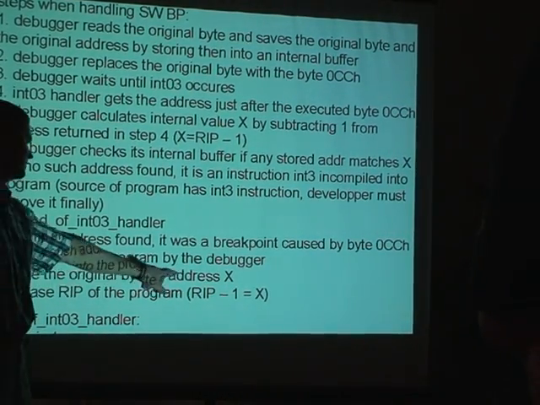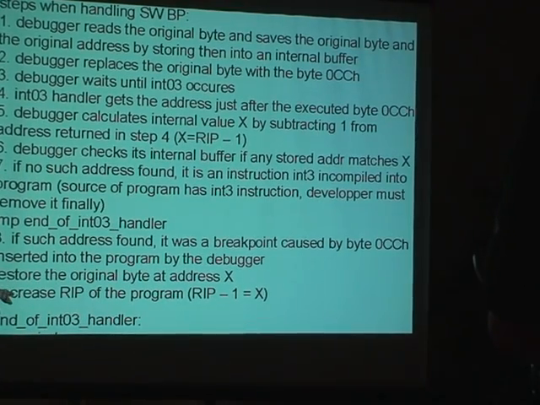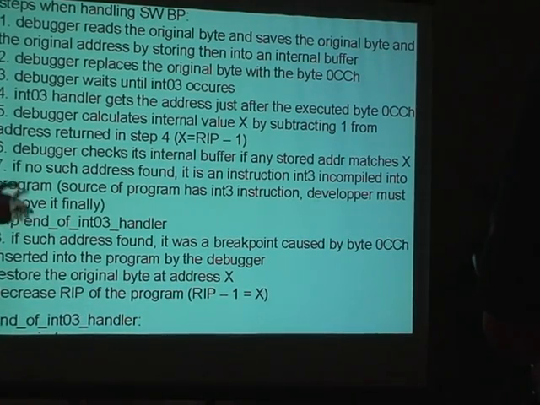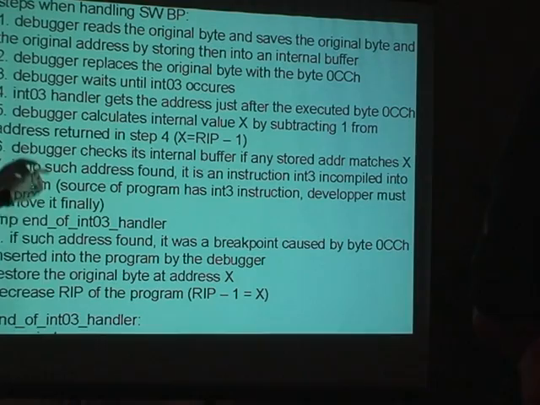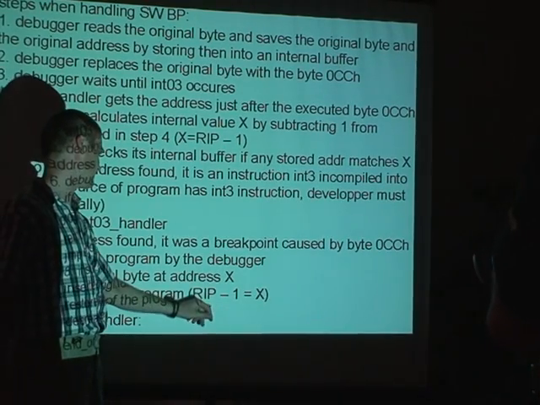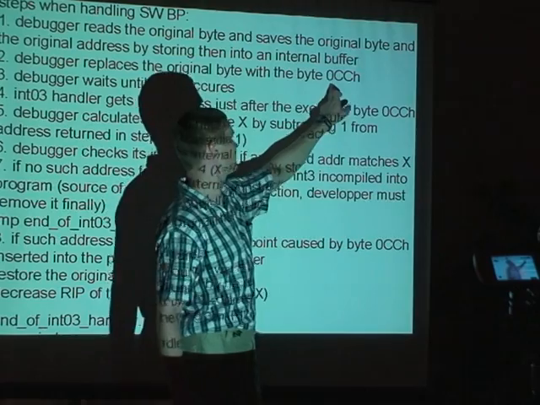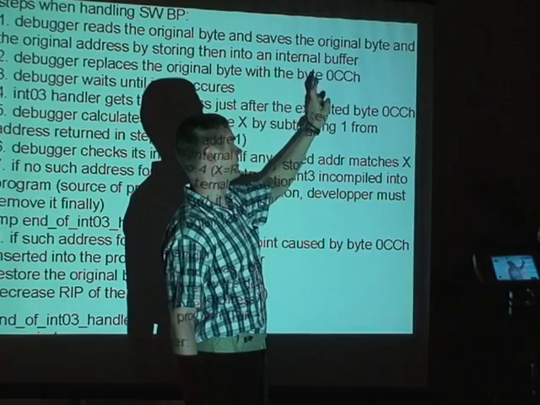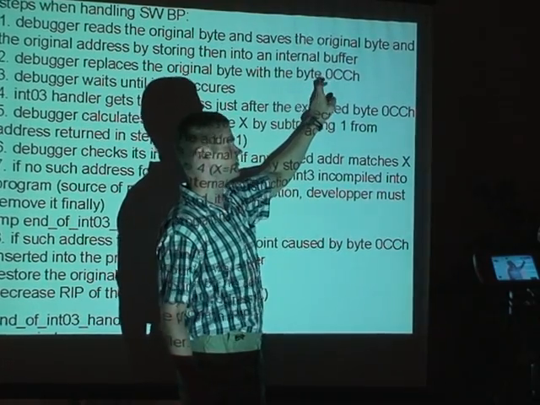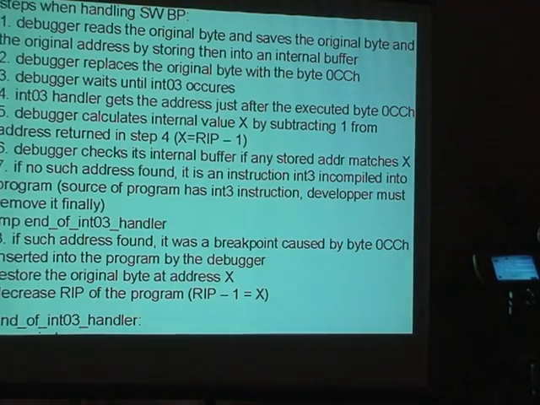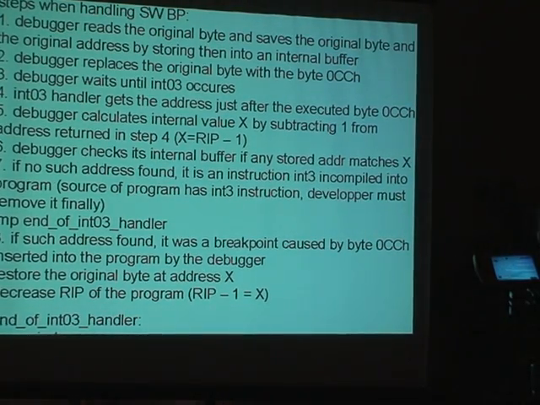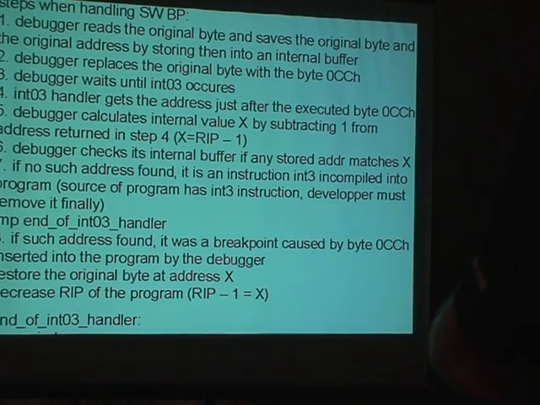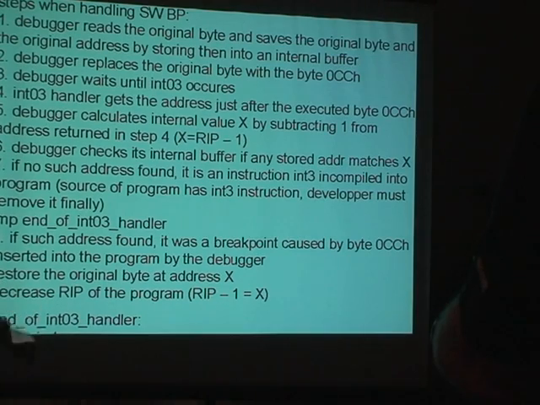It restores the original byte at address X, and then it decreases the instruction pointer in the program, because after triggering interrupt 3, the instruction pointer is increased, is 1 byte after this, and after subtracting 1, the instruction pointer is pointed at the start address of the instruction. And this is everything the debugger has to do when it needs to handle a software breakpoint. At this point, everything is restored.